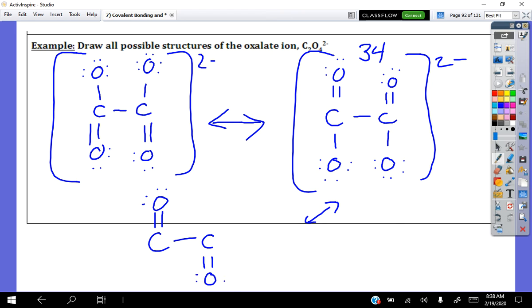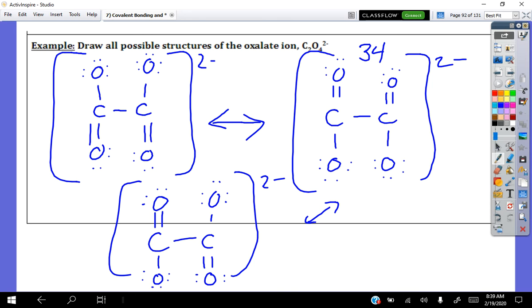As a result, we see that these electrons that are part of this double bond resonate, or can move back and forth between each of the carbon-oxygen bonds. So they are considered to be delocalized, the electrons that are part of the double bond.